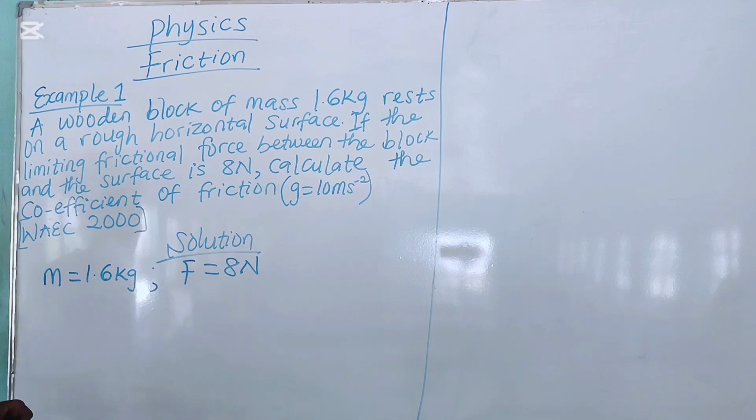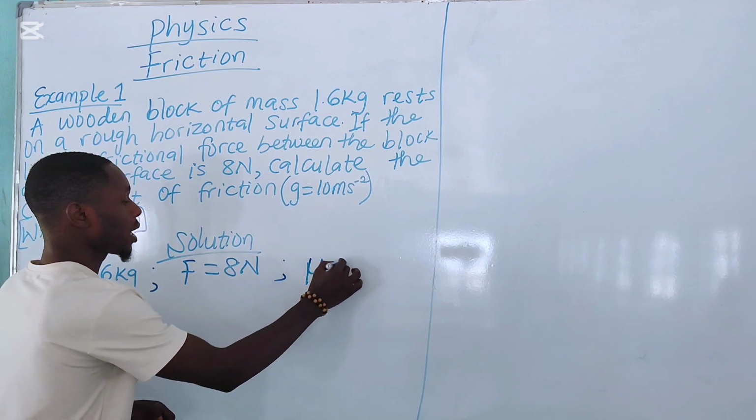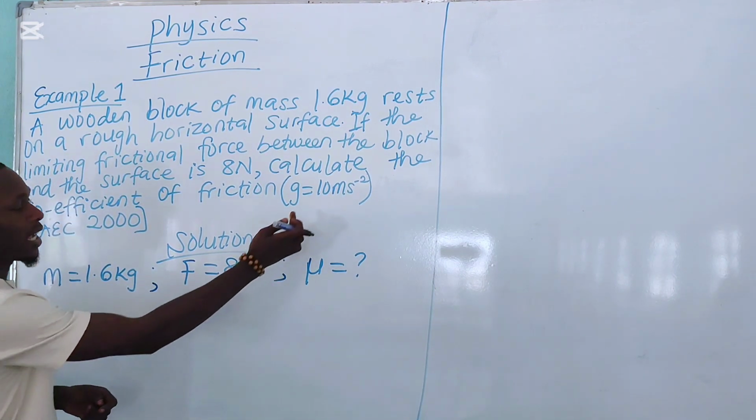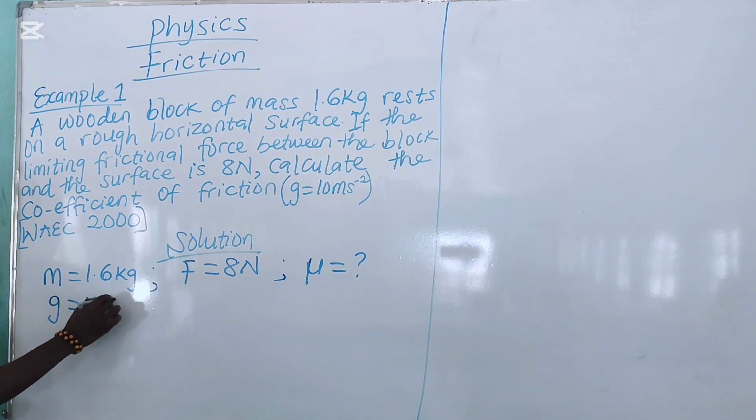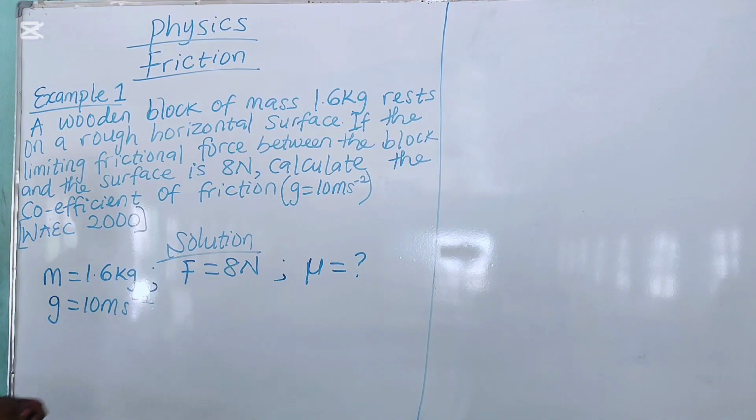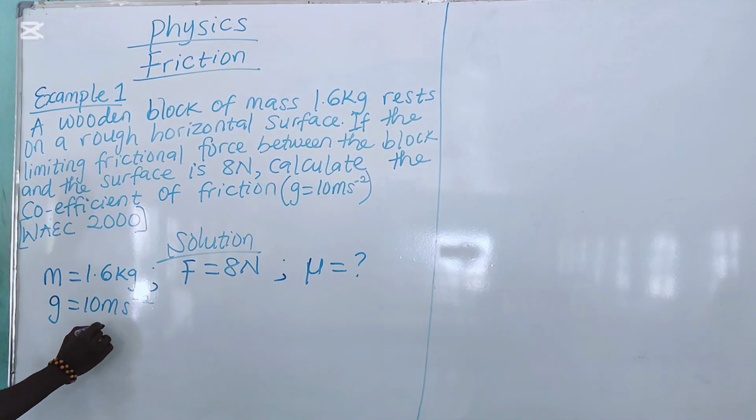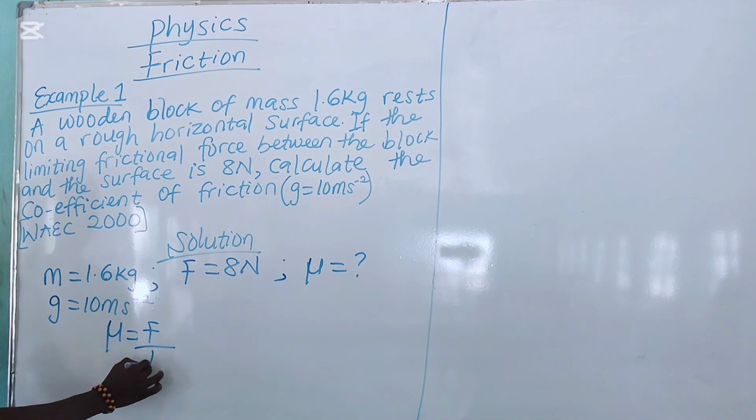Okay, so we are asked to calculate the coefficient of friction. So coefficient of friction, that is mu. So we are looking for the coefficient of friction. And we are given g, acceleration due to gravity, to be 10 meters per second square. Okay, so how do we get our coefficient of friction, mu? So we know that our coefficient of friction, mu, is equal to our frictional force over the normal reaction.